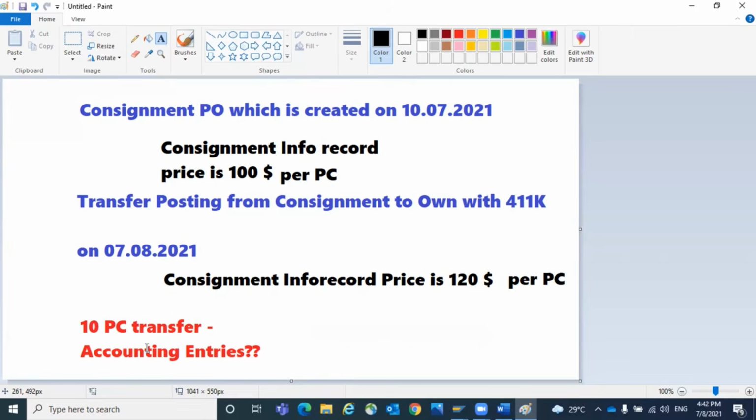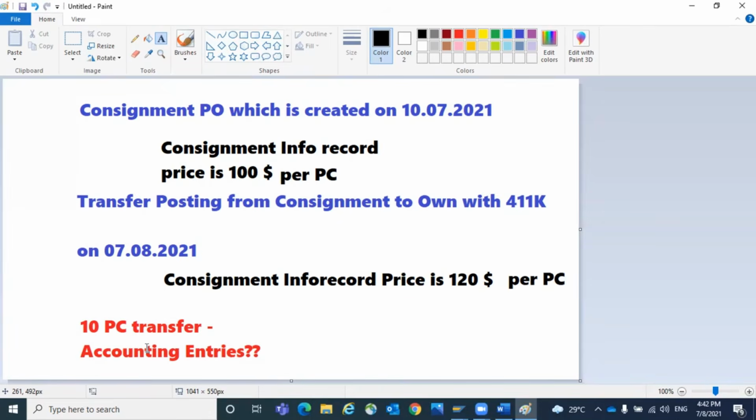Okay, but Ganesh, we have already given the combination, right? For this material, this combination, we have already maintained $100. Yes, but we updated it in August to $120. We have updated the new price. That's why I'm mentioning, right? The consignment info record price is $120 now. Okay, fine. At the time of 411K.